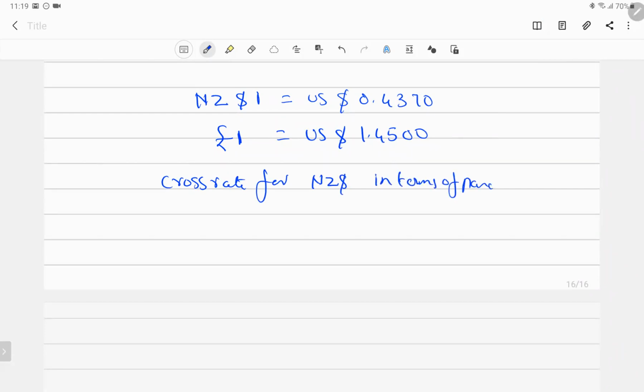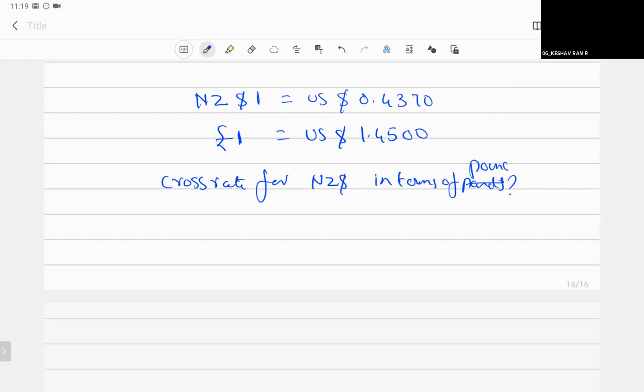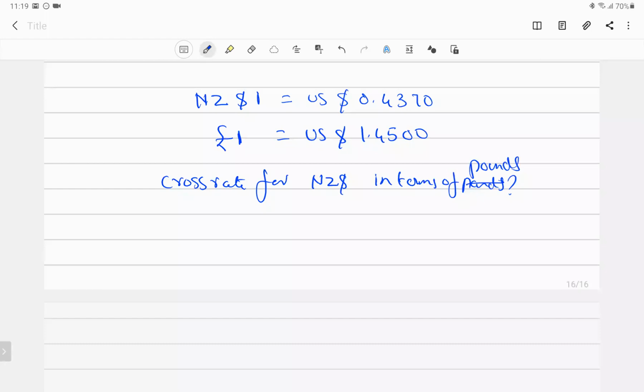Sir, is it 0.6336? 0.63365. No. 0.633, sir. Oh, in terms of pound, okay. They are asking for the rate of the New Zealand dollar in terms of pounds. Yes, sir, 0.6336.